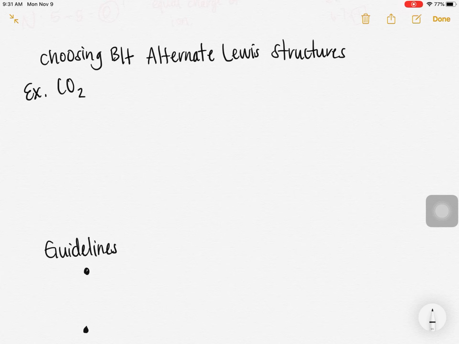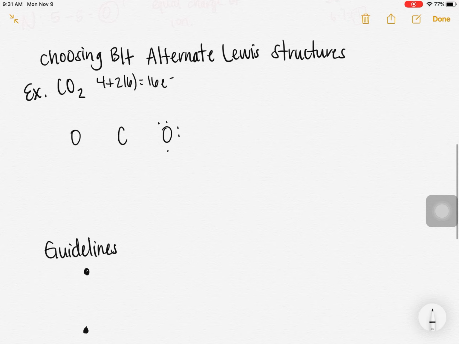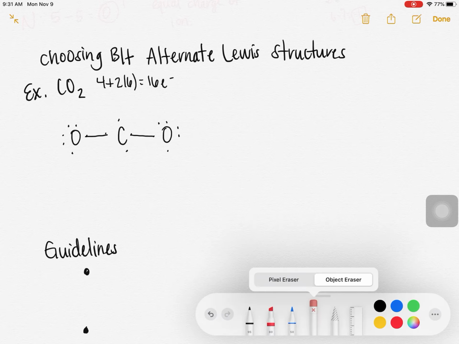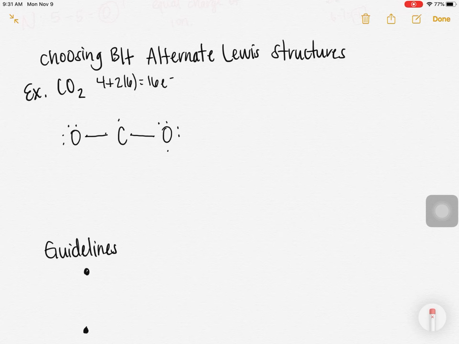So a kind of famous example is carbon dioxide. If we draw carbon dioxide, we know carbon brings 4 valence, each oxygen brings 6, for a total of 16 electrons. Carbon's going to be in the center with my 6 electrons on each oxygen and my 4 on carbon. And so it's probably going to be a wise idea to create a double bond.